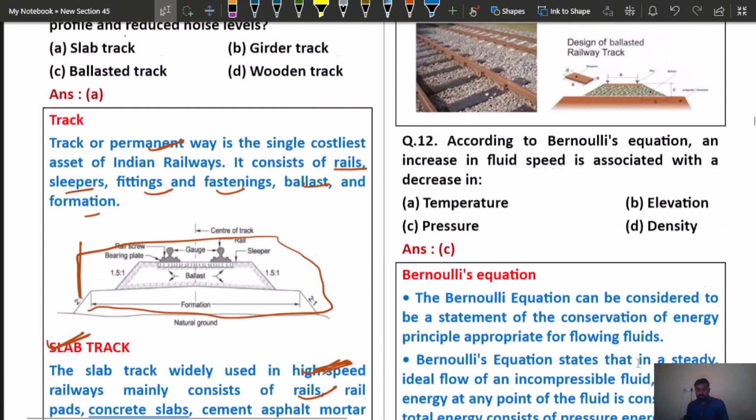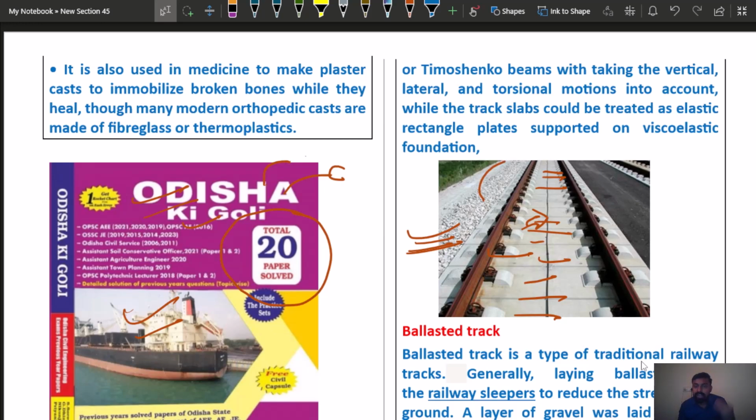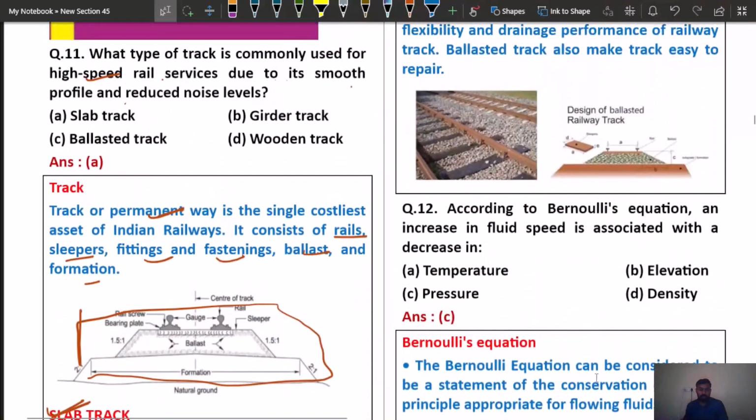So slab track. Here is the picture of slab track. This is the slab track. This slab track will provide the smooth motion with less noise. These tracks are supported on the viscoelastic foundation and will not create more noises. So in the high speed railways these tracks are provided. So our correct option will be slab track. Option A is correct. Now proceeding on next question.